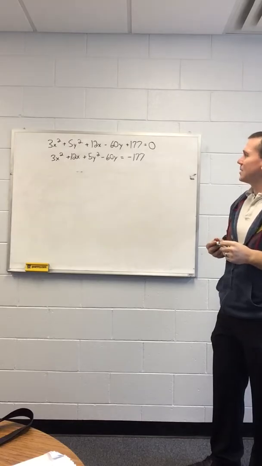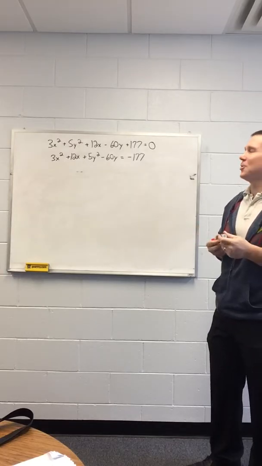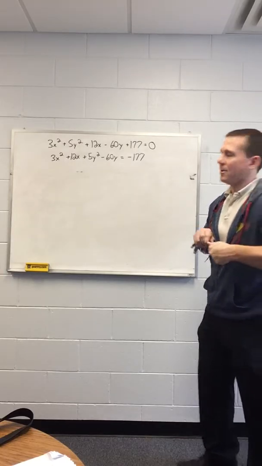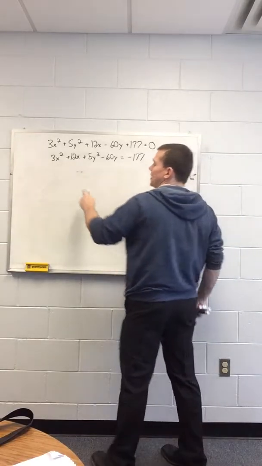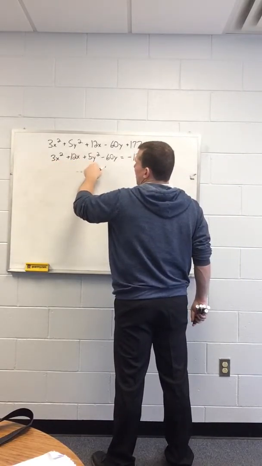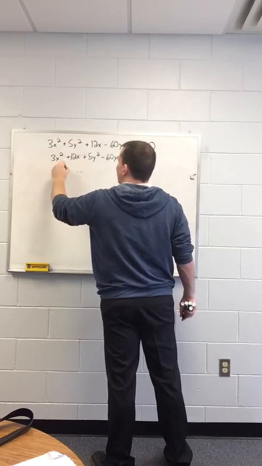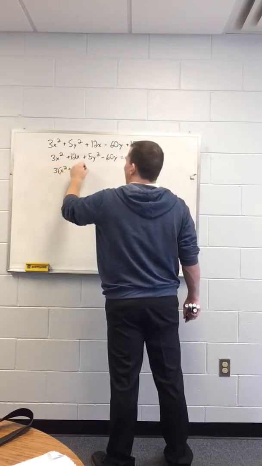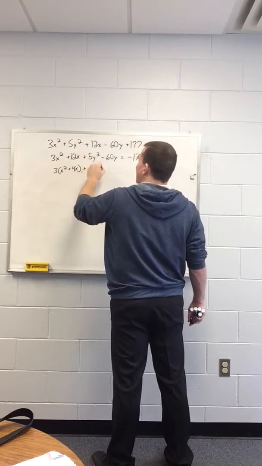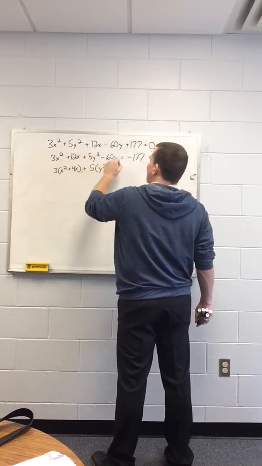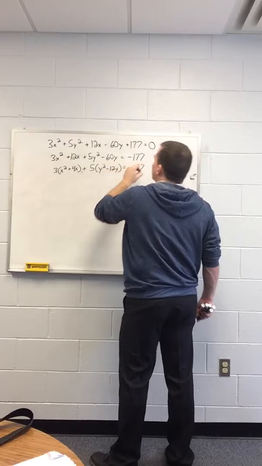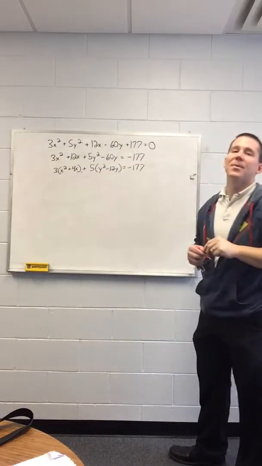Now, in order to do this, we're going to have to do that old algebraic trick that I'm sure you all love, complete the square. So just as a quick review, to complete the square, the leading coefficient of the quadratic terms has to be 1. So factor out the 3 here, and I get x squared plus 4x, plus factor out the 5 here, y squared minus 12y equals negative 177.